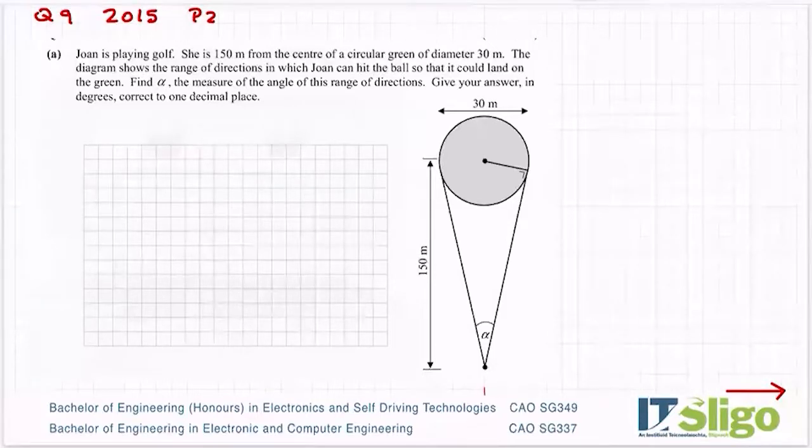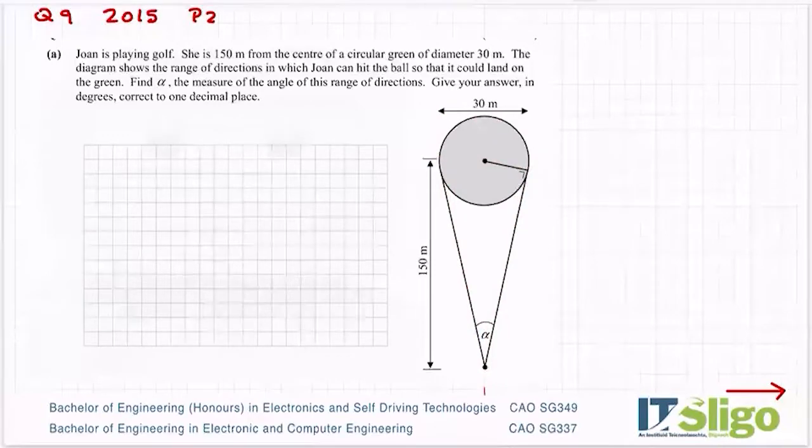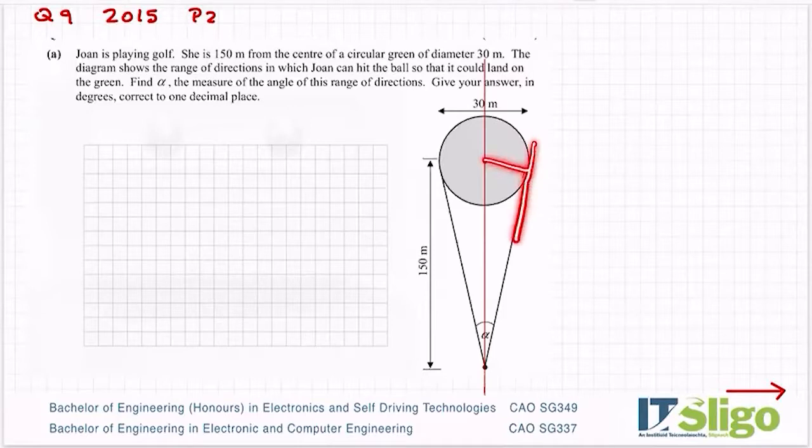Okay, so it looks like she's here, she's hitting the ball, and it can land on the green. Right, so I see a dimension of 150 to this point here, and alpha is the angle between these two posts here. Now my only fear is that this across here is not a straight line. So that makes me think that the safer option is in fact to break this up into two triangles as such.